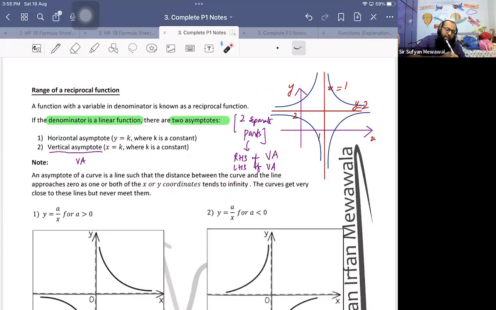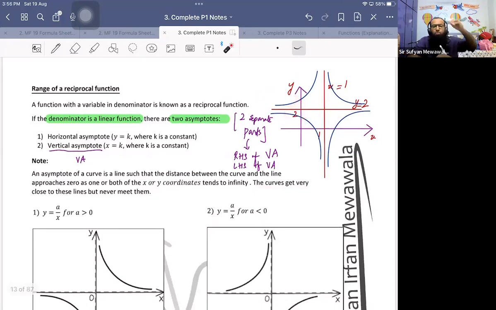So an asymptote is a line such that the distance between the curve and the line approaches zero as one or both of the x or y coordinates tends to infinity. The curves get very close to these lines but never meet them. So these are just lines which the curve can never meet. It means that if y equals 2 is an asymptote, then no x will ever exist at y equals 2. If you put y equals 2 in the equation, you will get a math error. Similarly, if x equals 1, x equals 1 will never exist. If you substitute x equals 1 to find the value of y, you will not be able to get a y. This means x equals 1 is never possible.